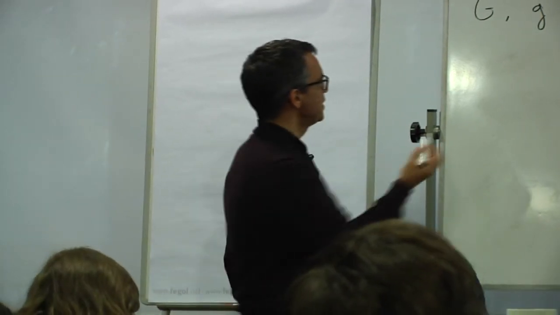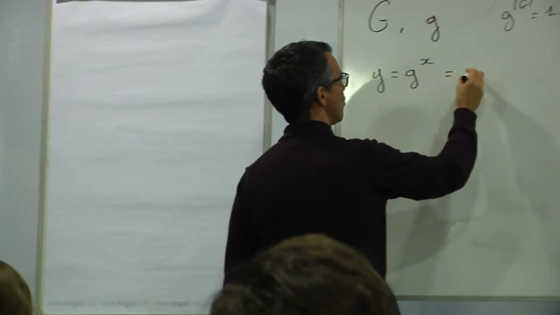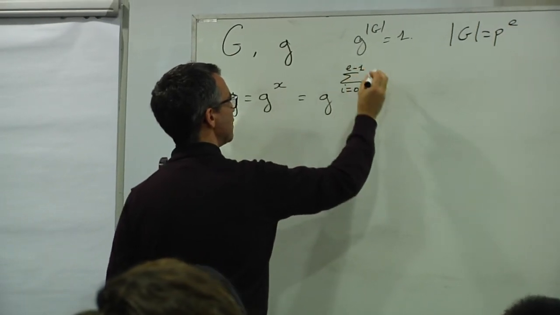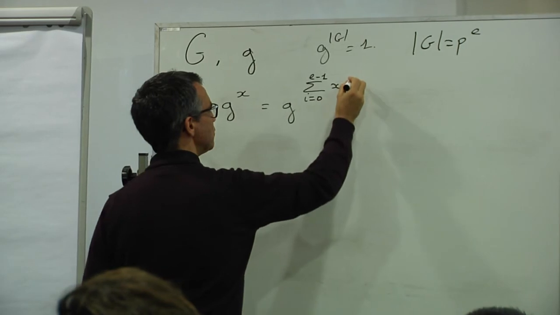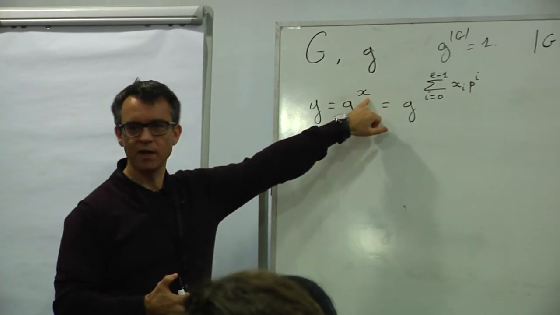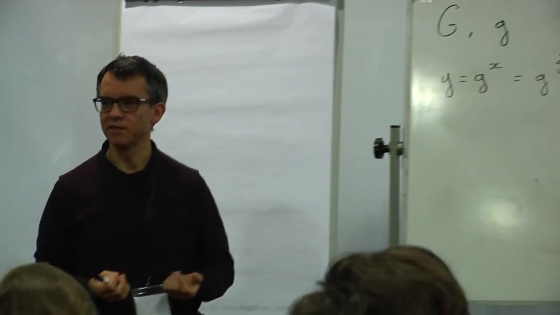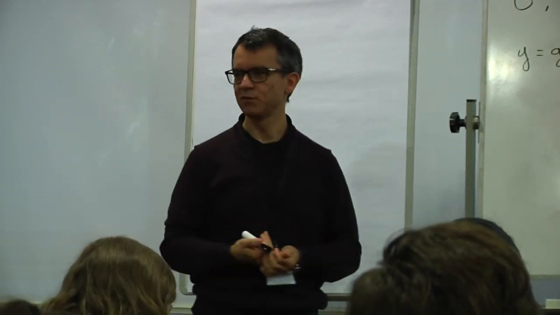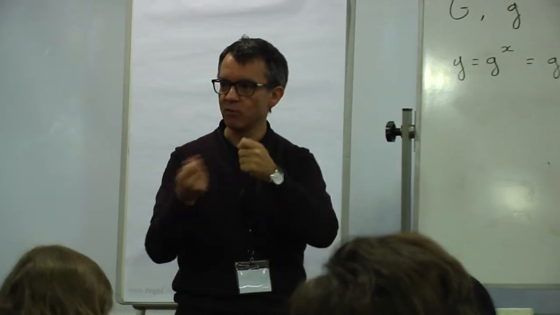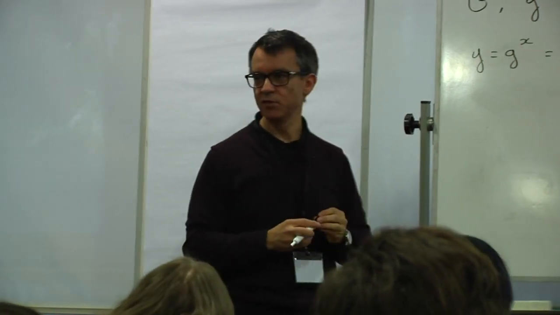In this group, I want to solve y equals g to the x. And I'm going to rewrite this as y equals g to the sum of i equals 0 to e minus 1 of x_i p to the i. So I'm just going to decompose my exponent, the value I want to find, which is a number modulo p to the e, in basis p. Usually in computer science you do everything in basis 2, but here you are going to do it in basis p. And now from this basis p we want to extract the digits of this number one by one. The first digit, x_0, is going to be very easy to get.